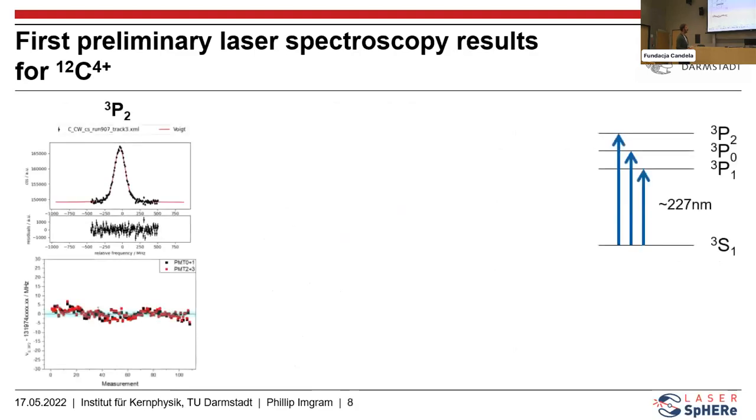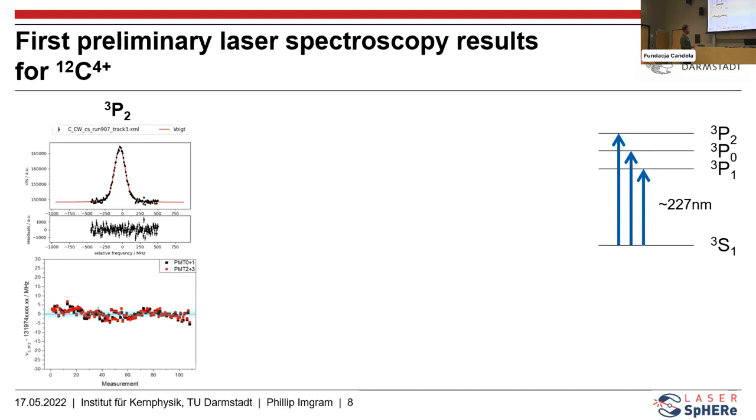Okay, and this is what we just did at the beginning of this year. You have this triplet system here, and we started with the 3P2 transition. You can see up here a typical spectrum of the 3P2 transition, in just one direction. This is the strongest transition in the system. So this is also why we use this transition to investigate our systematics and so on.